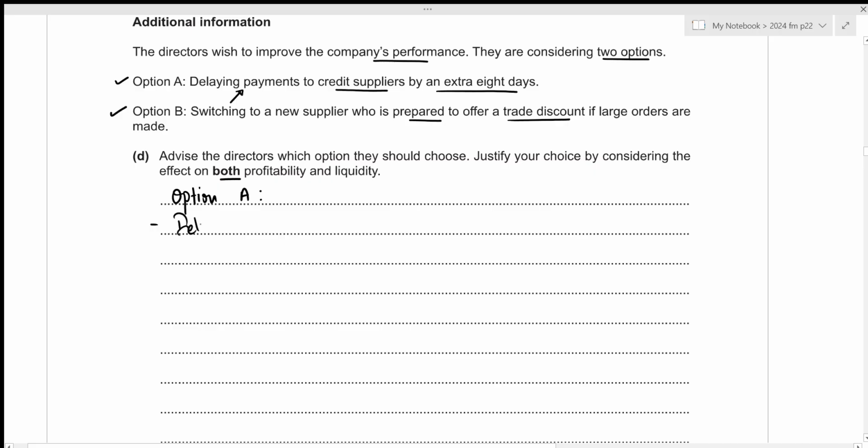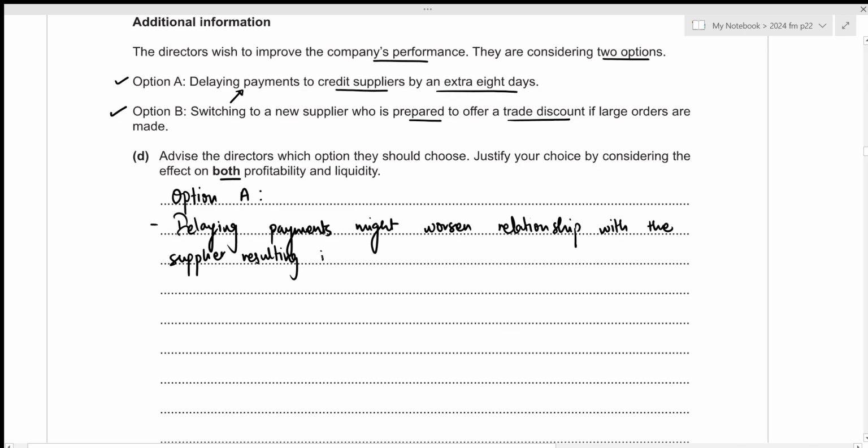Let's write it down. Delaying the payments might worsen relationship with the supplier, resulting in higher prices, and this would lower the profitability of the business.